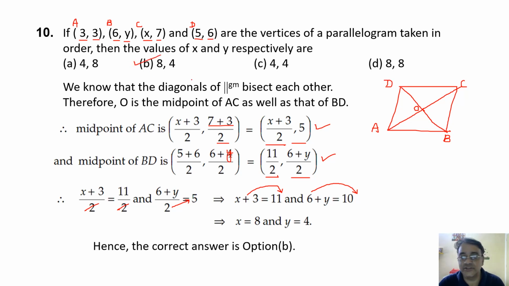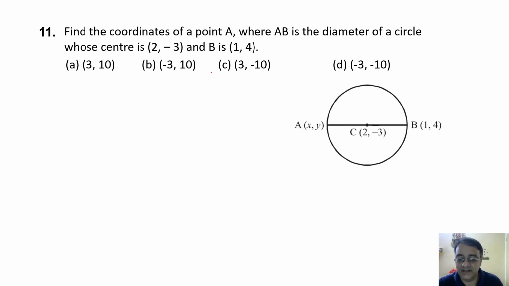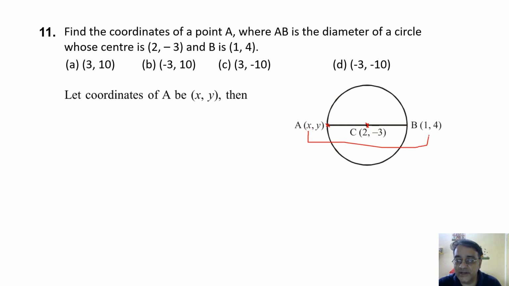Now we are moving toward question number 11. Find the coordinates of a point A where AB is the diameter of a circle whose center is (2, minus 3) and B is (1, 4). So this is the rough diagram. See, this coordinate we have to find and select the correct option. Okay, so let A be (x, y). Then we know that the center is the midpoint of the diameter. So C is the midpoint of AB. So we are going to get (x plus 1) by 2 is equals to 2, right?